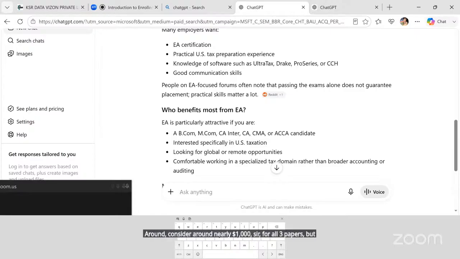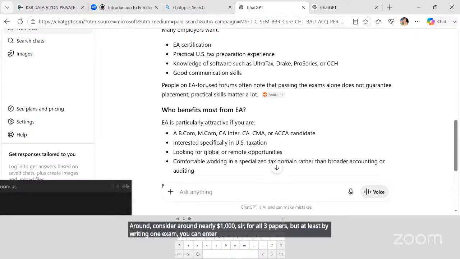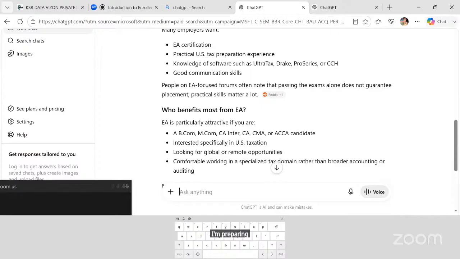But by writing at least one exam, you can enter into the market. Once you get a job, later you can spend on the second paper and third paper. Don't spend all the amount at once. First complete at least one paper and complete the total course. In the resume, we will mention all 3 skill sets and that you are preparing for the second paper. Once you get a job, you can write the exam for the second and third paper.